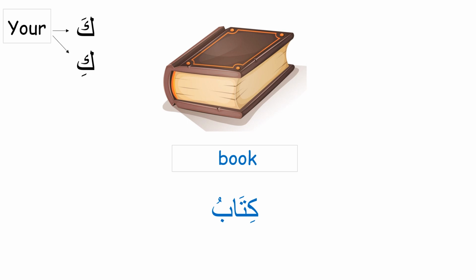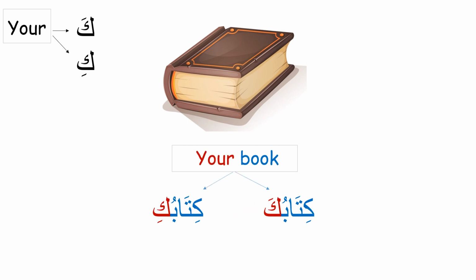So first thing first, get rid of the sign of indefiniteness to allow the suffixes to join safely and replace it with its corresponding single vowel, which gives us kitabu, and then add the suffixes. No need to change anything else, we are no longer dealing with long vowels. So your book is kitabuka if you are talking to a male and kitabuki if you are talking to a female. So one more time, kitabuka and kitabuki.